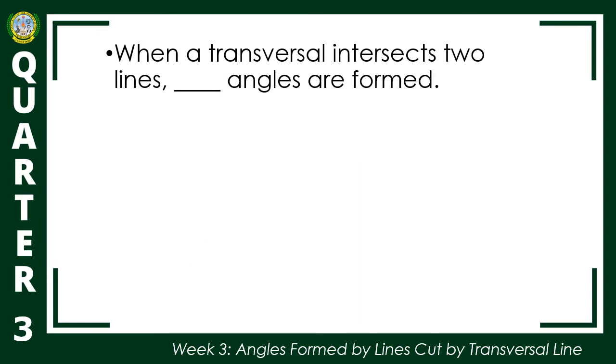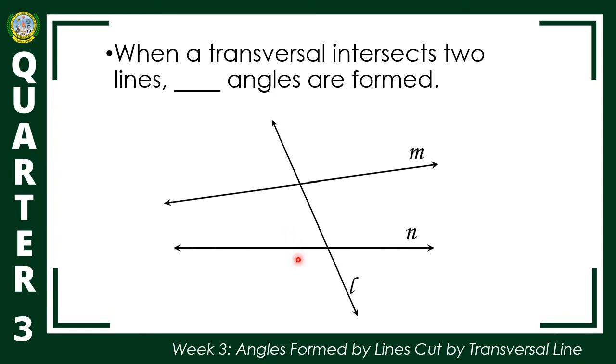When a transversal intersects two lines, blank angles are formed. So, let us determine now how many angles are being formed by two lines cut by a transversal line. So, di ba, in our previous video, we learned that when two lines intersect, there are four angles formed in the intersection. Okay? So, apat na angles. Since we have two intersections here, therefore, we have, all in all, 1, 2, 3, 4, 5, 6, 7, 8. 8 angles formed. Okay? So, apat po per intersection.